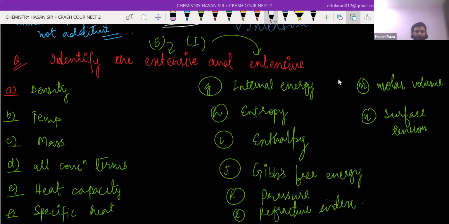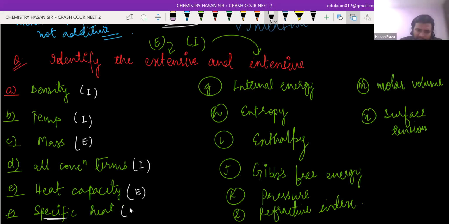Okay, very good, Marita. I just want to write density. As I told you, this is intensive. Temperature is also intensive, but mass is extensive. All the concentration terms are intensive. Heat capacity is extensive. But whenever there is a term for a specific, for a particular, it will be intensive.